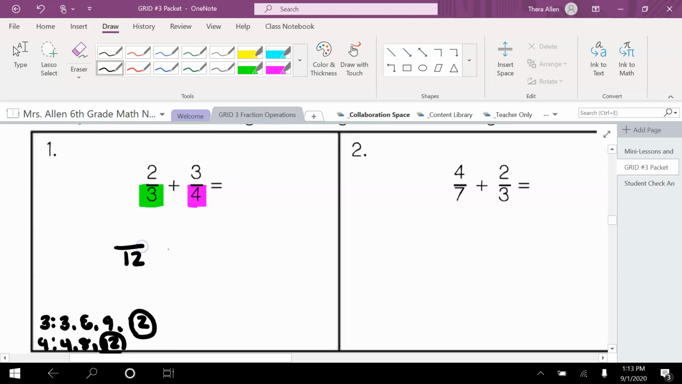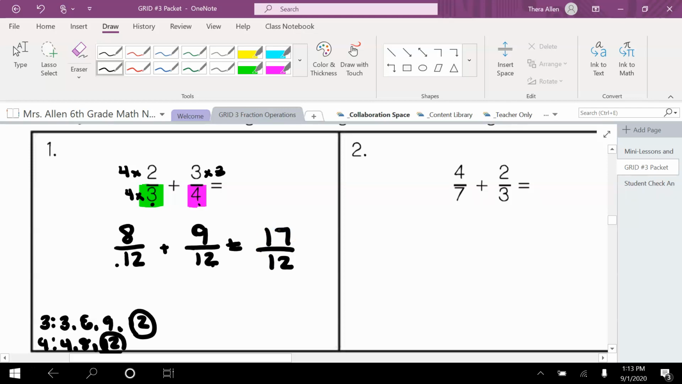12 is our denominator, so I'm going to go ahead and write it down here at the bottom. I'm going to think, 3 times what gives me 12? 3 times 4. So I had to multiply by 4 to get 12, and I have to do that to my numerator as well. 2 times 4 is 8, and that is my new numerator. 4 times 3 gives me 12, and then I have to do that to my numerator. 3 times 3 gives me 9. And now I am going to add. My denominator stays the same, and my numerator, I just add. 8 plus 9 is 17.